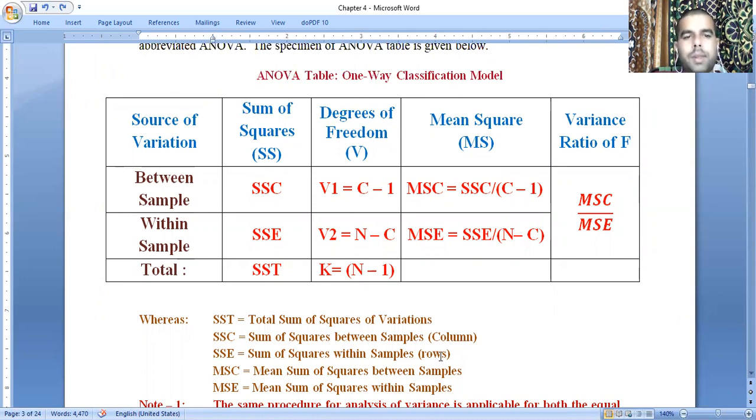So students, please observe this table carefully and learn it by heart. Nothing is new here; it is only alphabets, so observe carefully. I will take the next class, where we are going to discuss the steps to get the SSC value and the steps to get the SSE value.